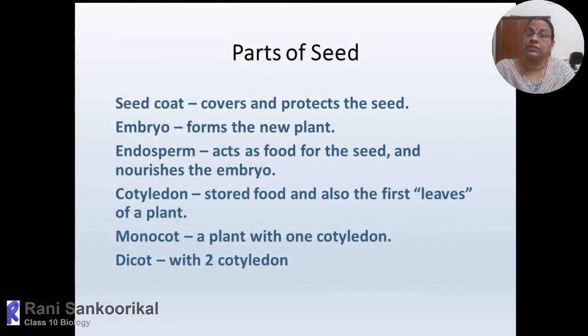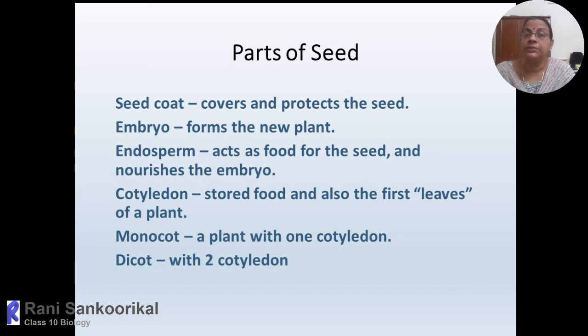Now, the parts of the seed. Already we have mentioned the seed coat. What is the function of the seed coat? It covers and protects the seed. Inside the seed, which part is present? That is the embryo. The role of the embryo is to form the new plant. This embryo consists of the plumule, the radicle, and the center point called the embryonal axis. From there, the first leaves, the cotyledonary leaves, will arise.